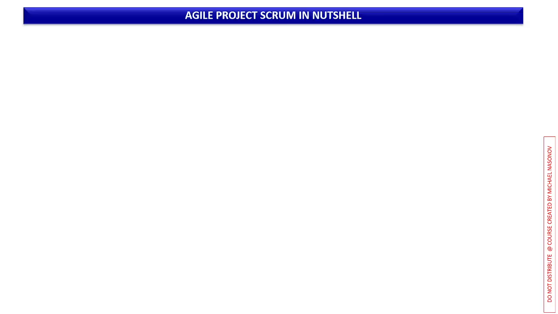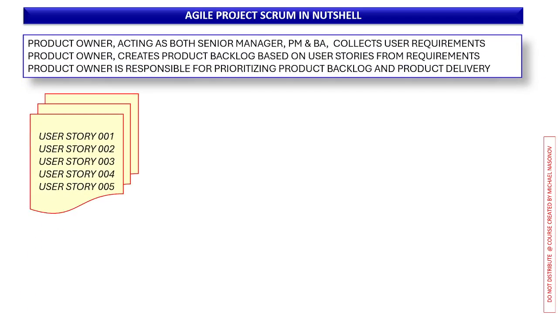Let's review Agile Project Scrum in a nutshell. It starts when the product owner, who is acting as both senior manager, project manager, and business analyst, collects user requirements, after which he creates the product backlog based on user stories from the requirements. And do not forget that the product owner is responsible for prioritizing the product backlog and final product delivery.